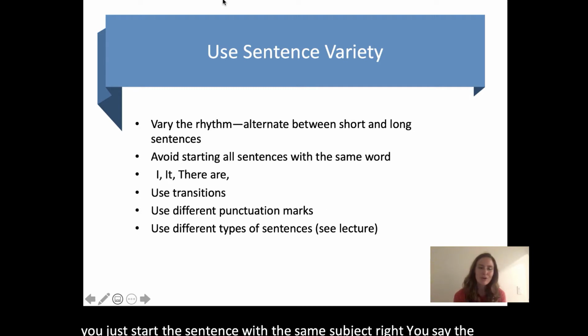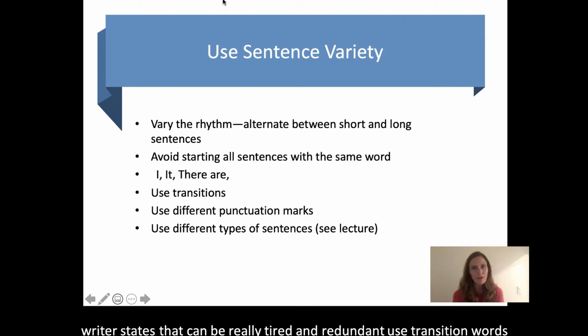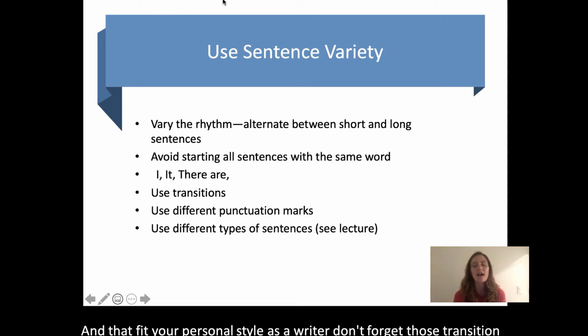Use transition words, furthermore, hence, in addition, indeed. Use ones that you're comfortable with and that flow with your writing and that fit your personal style as a writer. Don't forget those transition words. And yes, there's a lecture on transitions you can look at if it's been a while since English 101.